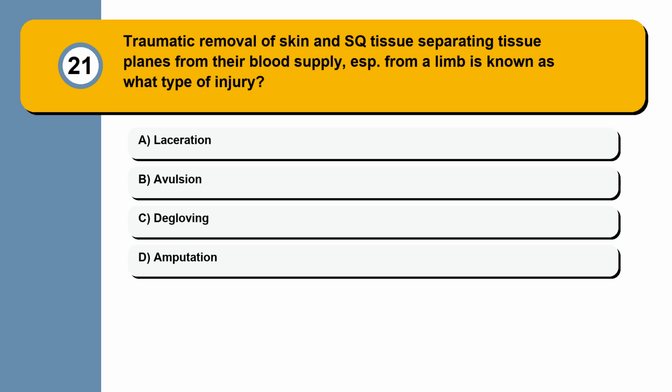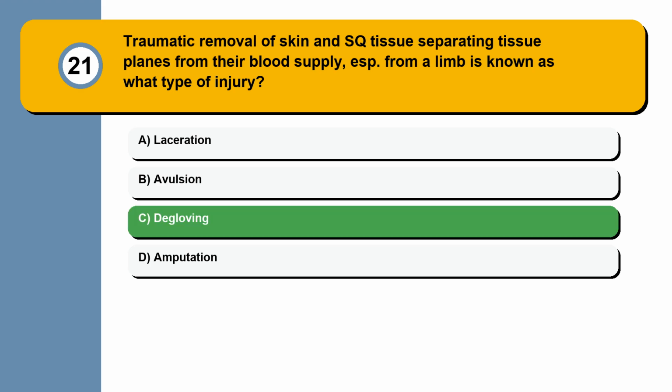Question 21. Traumatic removal of skin and SQ tissue separating tissue planes from their blood supply, especially from a limb, is known as what type of injury? Laceration, avulsion, degloving, amputation. Degloving.